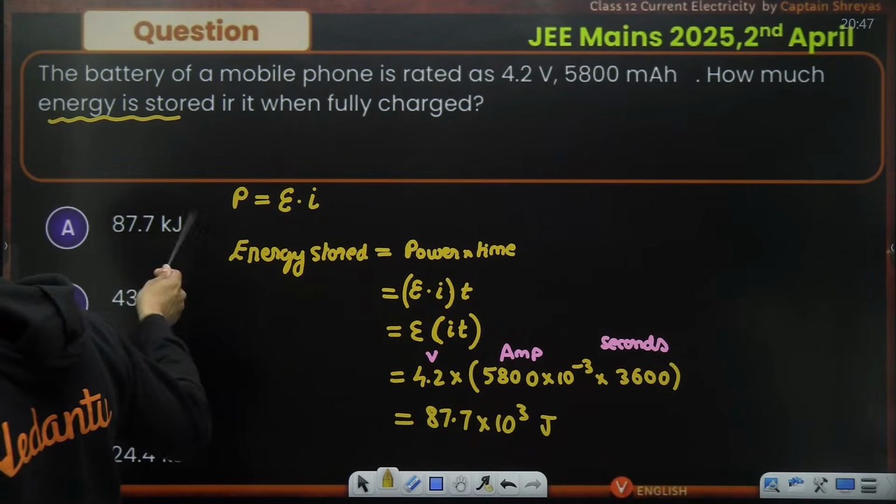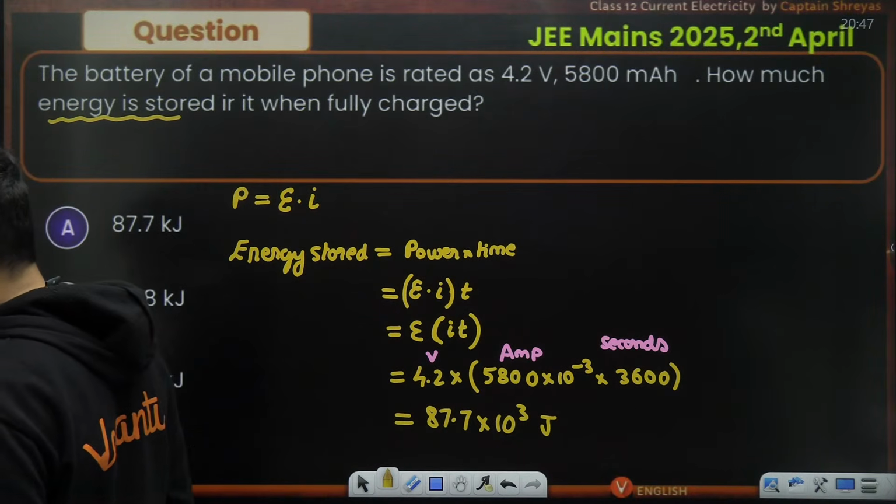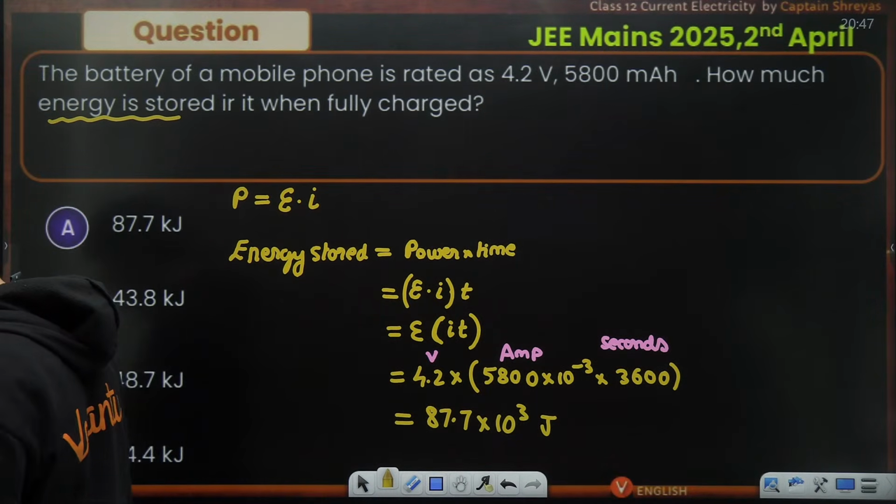All right. Heat loss. No, we are not considering any heat loss. How much energy was stored is what we are just looking at, Nitin.